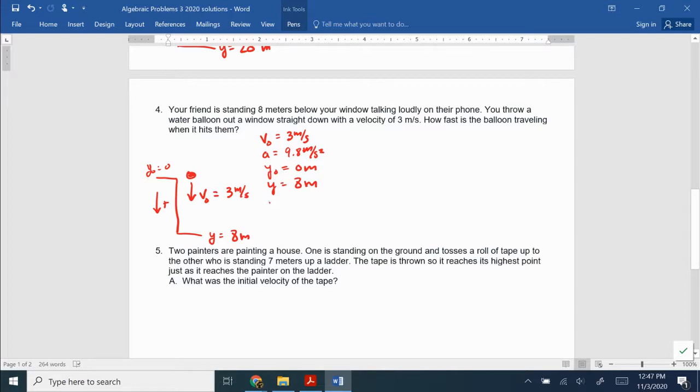And we are looking for the final velocity. Note we aren't given time. We're not asked to find time. So therefore, we have a final velocity and a distance. The equation that has a displacement or distance and a final velocity is the Ringo equation. So there we go.